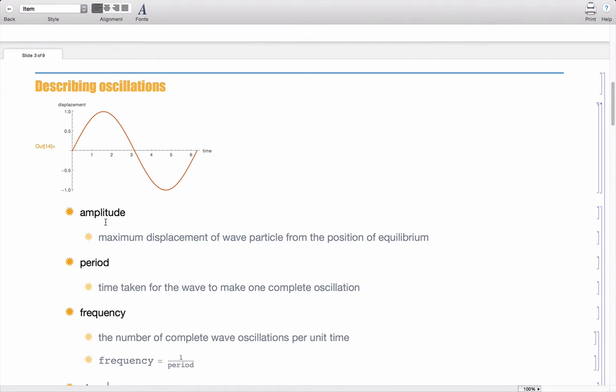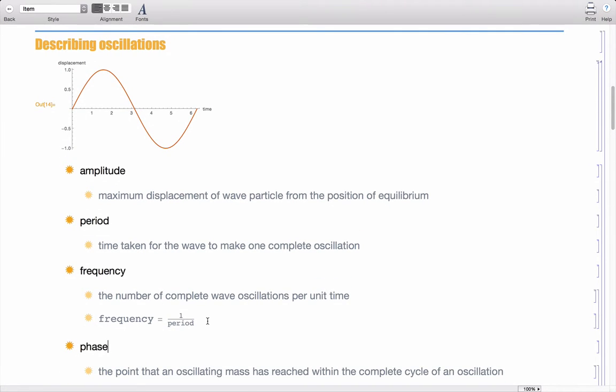Period is the time taken for the wave to make one complete oscillation. Frequency is the number of complete wave oscillations per unit time. And so the relationship between frequency and period is that frequency is equal to the inverse of the period.